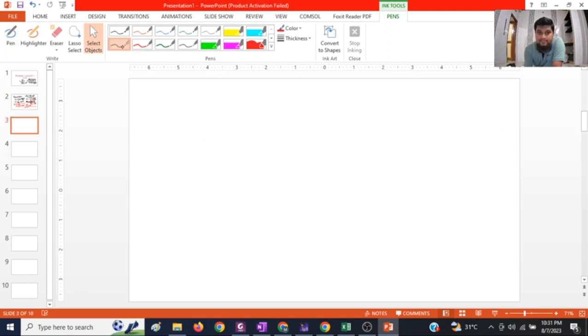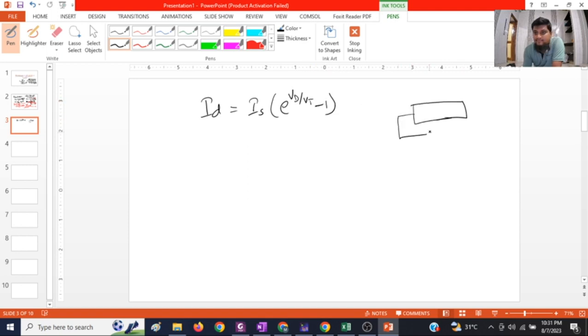Okay, so this concept that ID is equal to Is into e to the power Vd by Vt minus 1. When Vd is negative, that means a reverse biased junction, because P is connected to negative and N is connected to positive. So if you are putting Vd negative, then ID should be equal to Is. But this will be maintained only up to a few volts.